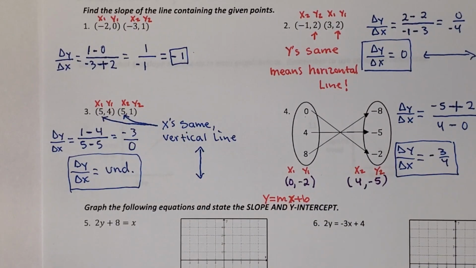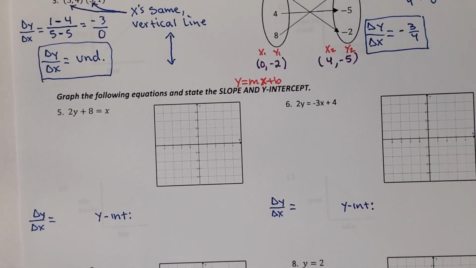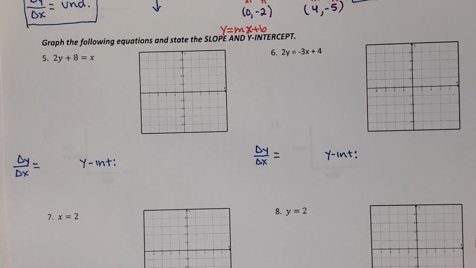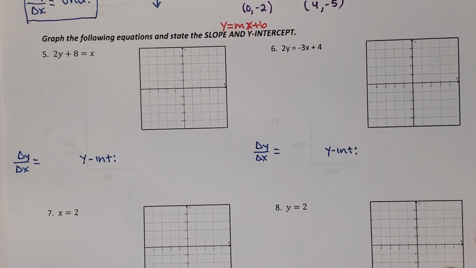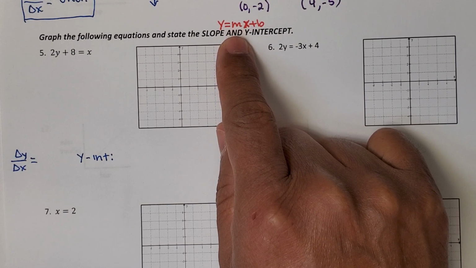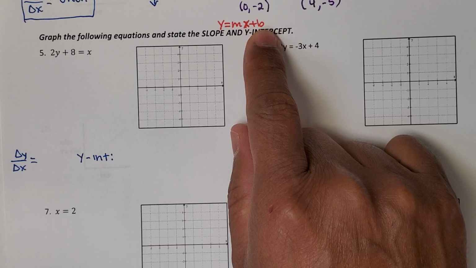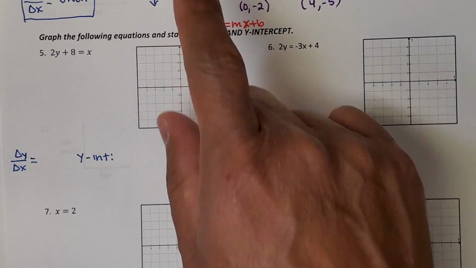All right, so let's continue with the next examples. Okay, so here I'm being asked to graph the following equation and state the slope and y-intercept. Okay, before I'm able to do any of that, I need to determine what is the slope of the line and what is the y-intercept. Okay, so don't forget y-intercept is the point at which the line crosses the y-axis. Okay, and the slope is what we just learned how to find.